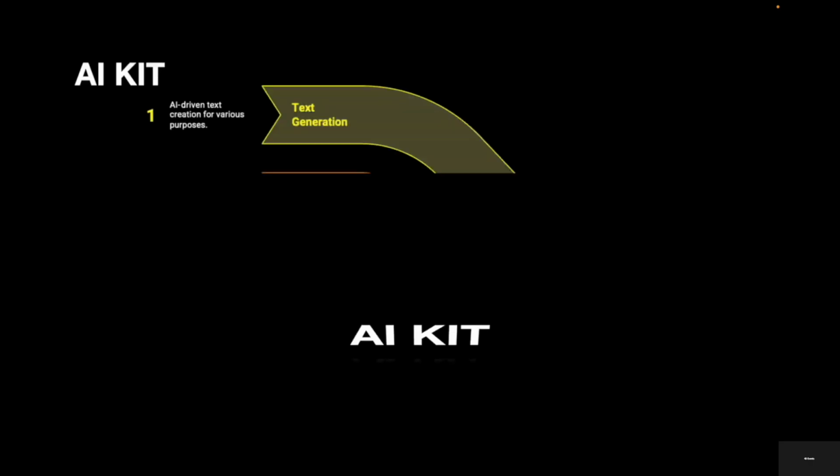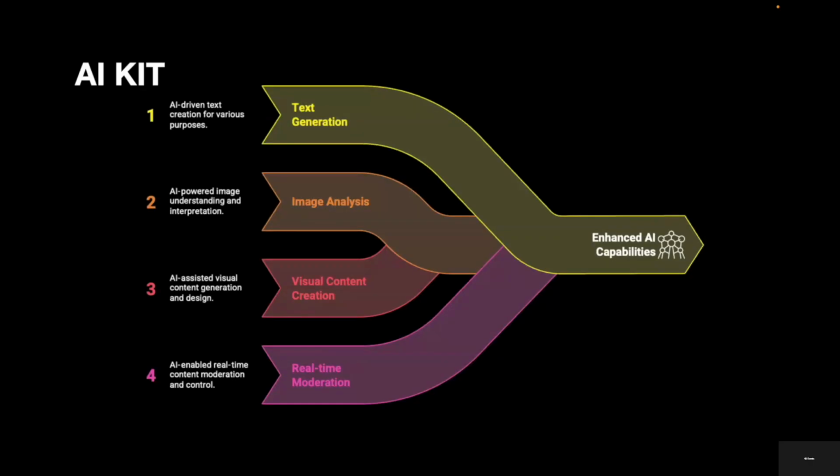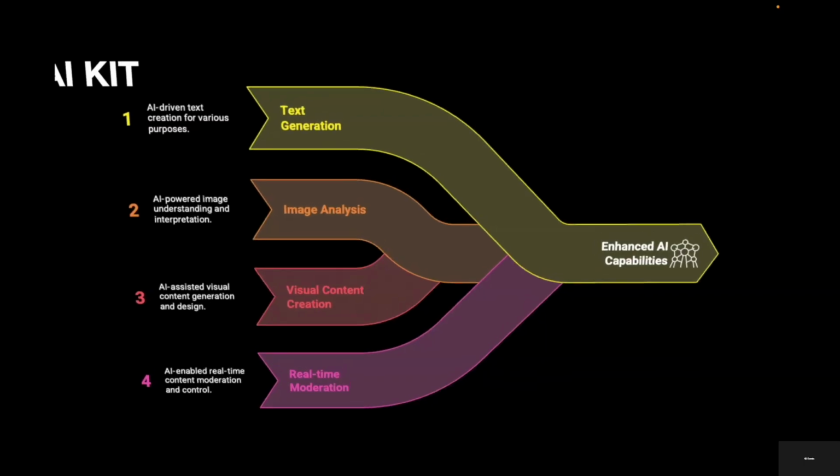In short, with AI Kit, you can easily integrate features such as text generation, image analysis, visual content creation, real-time moderation, and much more. But let's explore a real-world use case to see just how powerful AI Kit can be.